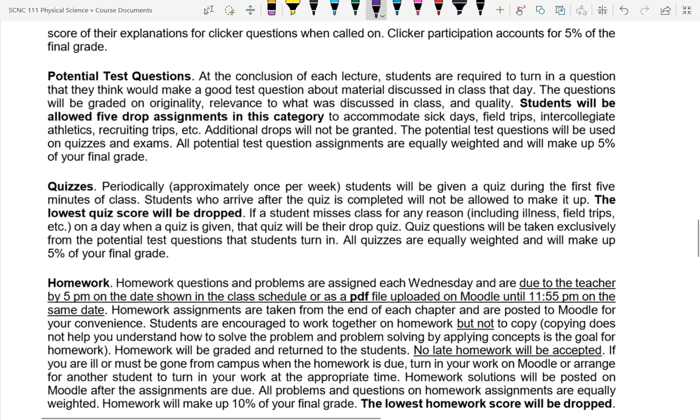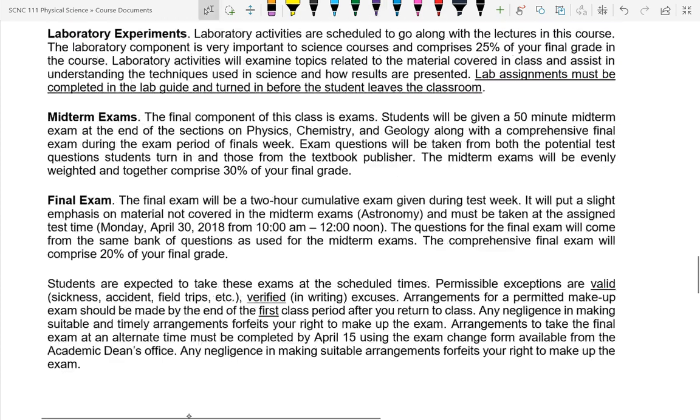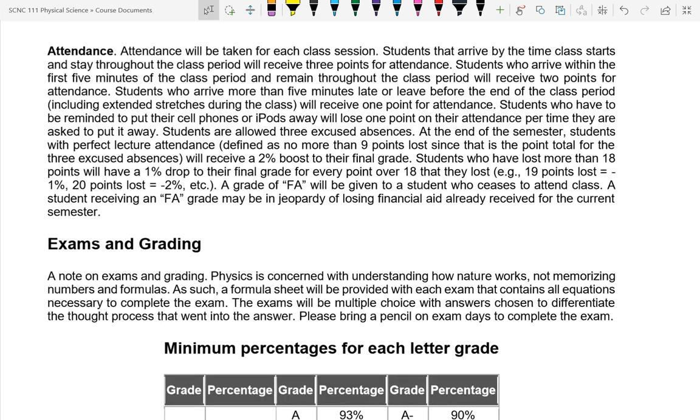The only other thing I haven't talked about that's important here is the attendance bonus. I personally have a philosophical difference with effort points.